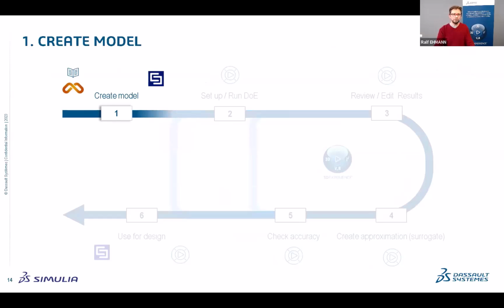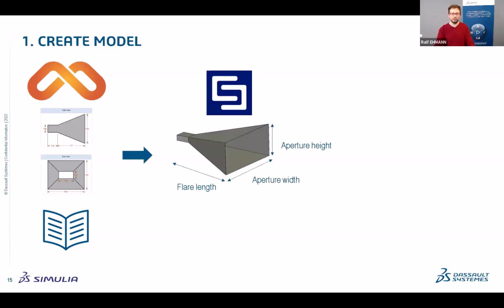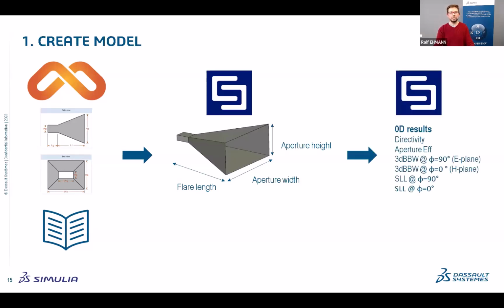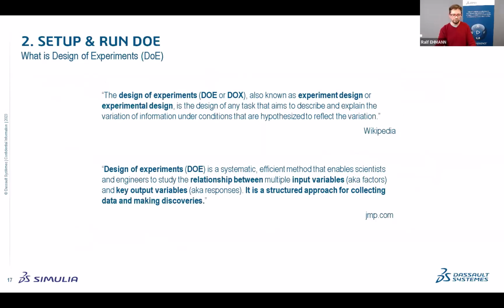So the first step is to create your simulation model. It's quite simple. You use Magus, I would advise, or references to create a custom model. In CST, the model should be parameterized, which is quite important. And your KPIs, or the outputs you're interested in, should be defined as 0D results. For more complicated results, Python scripts can be used. The next step is to set up and to run the design of experiments. So what is a design of experiments?